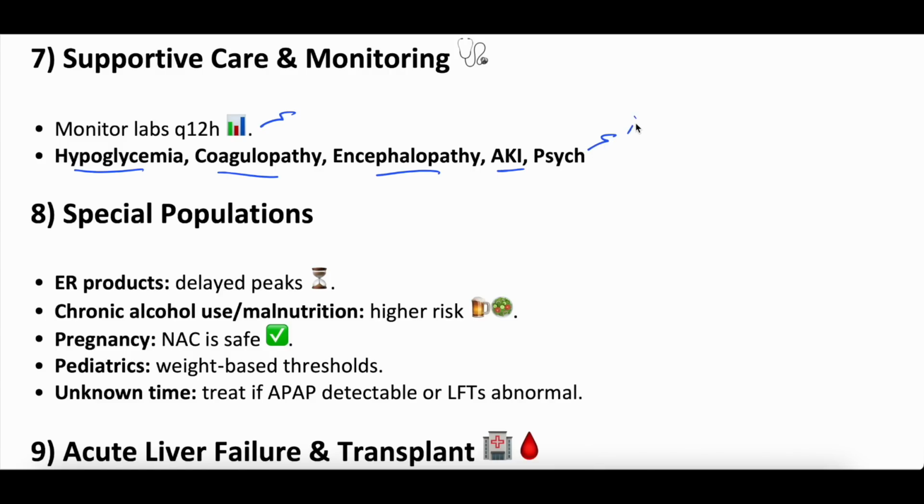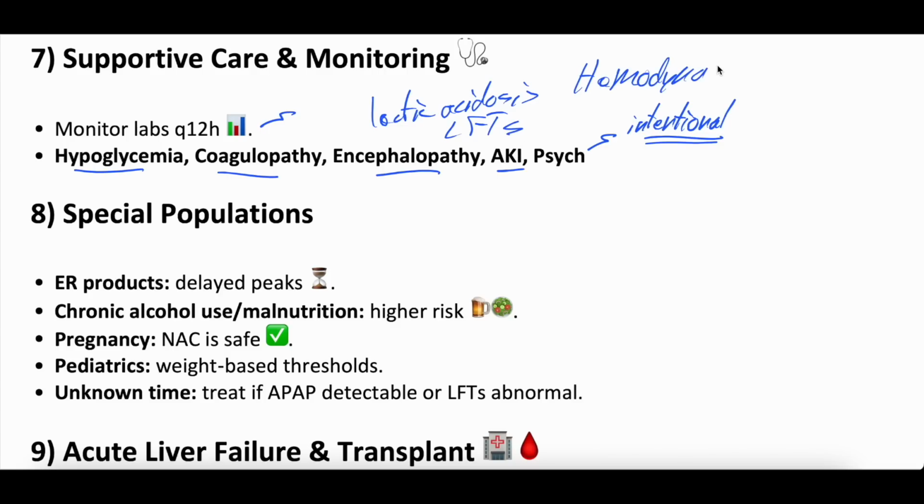If it was an intentional overdose, obviously you need to address the reason for the intentional overdose with psychiatric support too. But you want to watch for all these complications. Sometimes lactic acidosis as well you want to monitor for. Obviously you're trending your liver function tests as well, watching their hemodynamics, all that stuff. So these patients can get really, really sick and require lots of monitoring, and sometimes require that monitoring to be in the intensive care unit if the ingestion was significant enough.